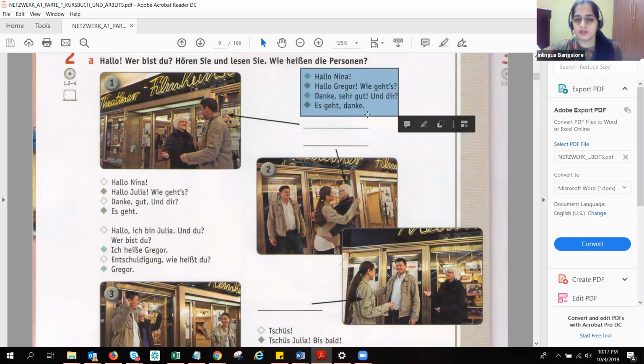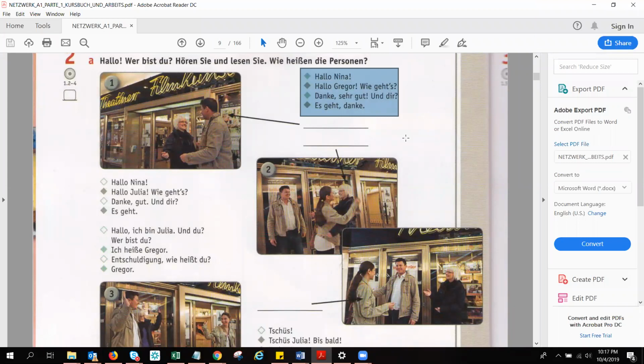Vedahi, can you read this conversation, please? Yeah. Hello, Nina. Yeah. Hello, Gregor. We gets danke sehr gut und dir. Dear. Es geht danke. Okay.